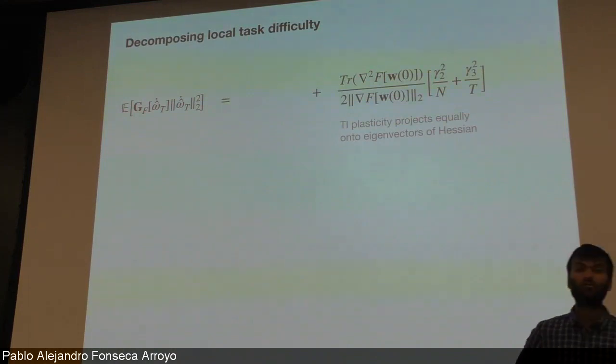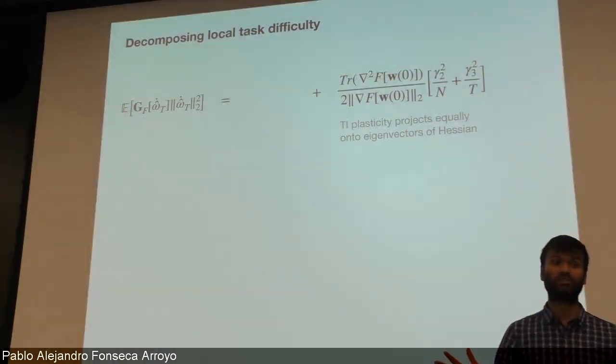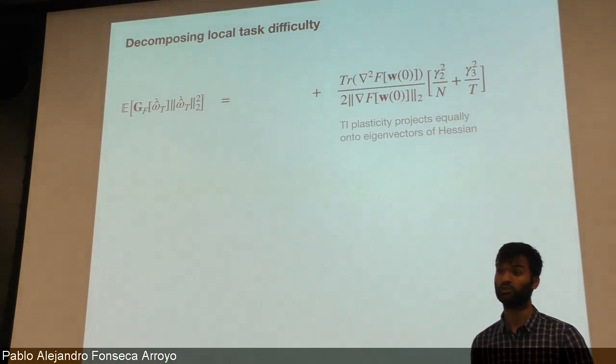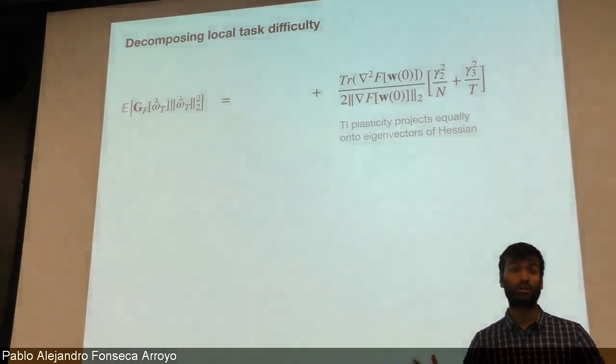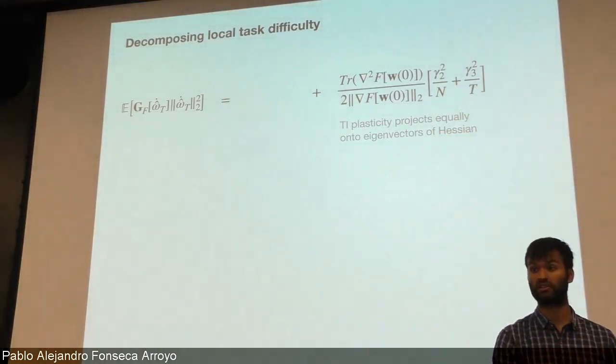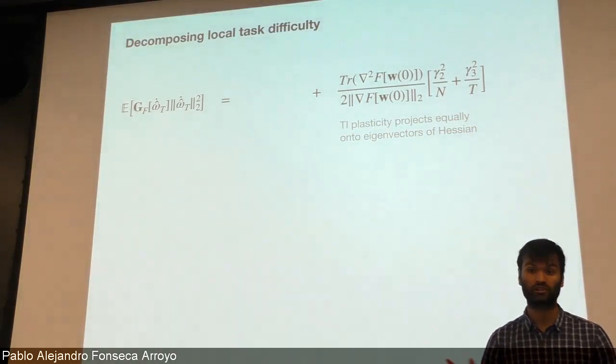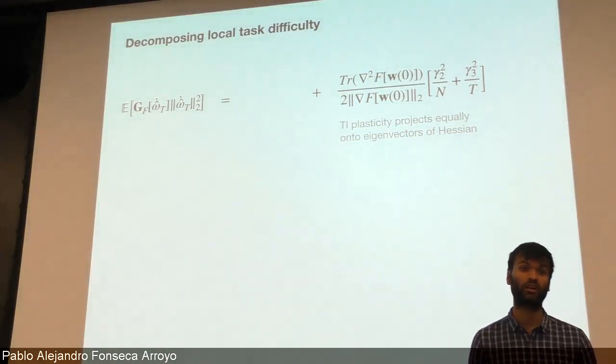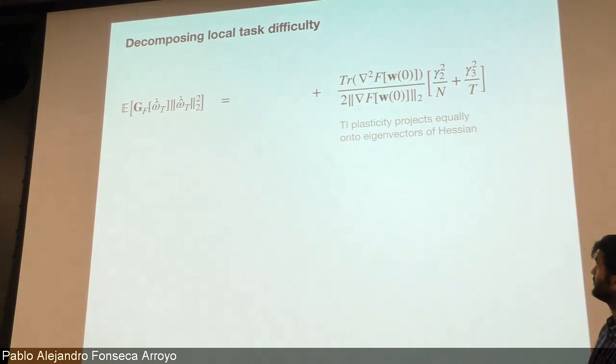As we said before, task irrelevant plasticity, something which doesn't have information on the loss function, is going to project equally on average onto the different eigenvectors of the Hessian matrix of the loss, because it's not constructed with respect to loss. It has no information on loss. It can't bias towards particular eigenvectors on average.